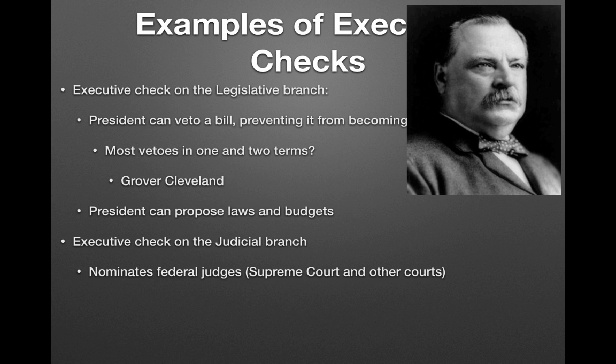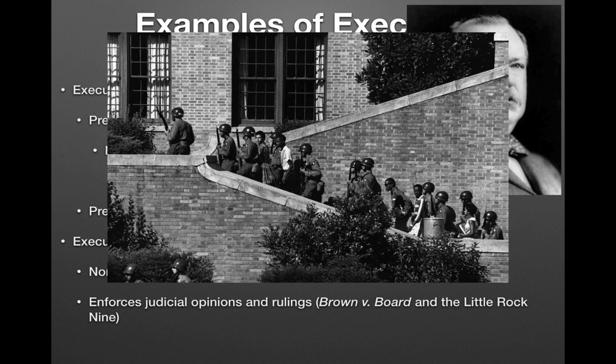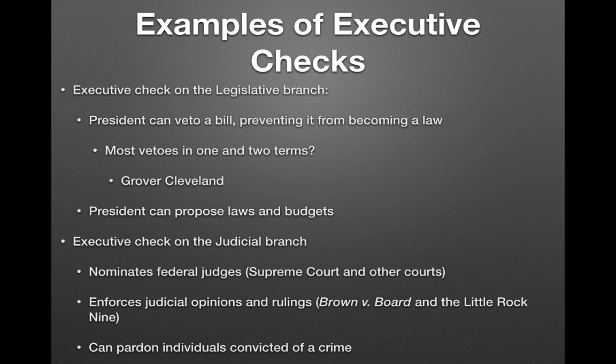So how does the executive check the judicial branch? Well, the executive is the one who nominates the federal judges, both to the Supreme Court and other federal courts. But remember, it is not finalized because the Senate's got to approve it. And they also enforce judicial opinions and rulings. And we saw this in Little Rock 9 after the famous court case Brown versus the Board of Education of Topeka, Kansas. And finally, the president can also pardon individuals convicted of a crime and say, you know what, you may have had an unfair trial. Perhaps I think you're not guilty, so you are being essentially excused or pardoned from this crime.